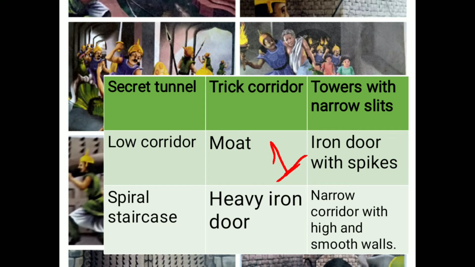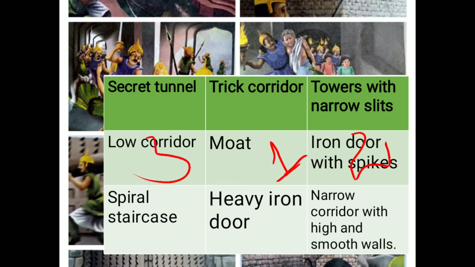Can anyone tell? If you know the answer, you can pause the video here and tell. Okay. Yes. Iron door with spikes. Iron door with spikes is the second one they have given there. Right. Next, which is the third one? Can anyone tell? If you know the answer, you can pause the video for each and every part and send your voice note. Fine. Next one, they have given what?